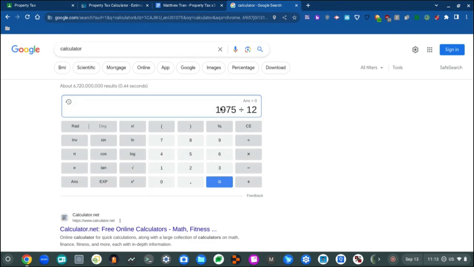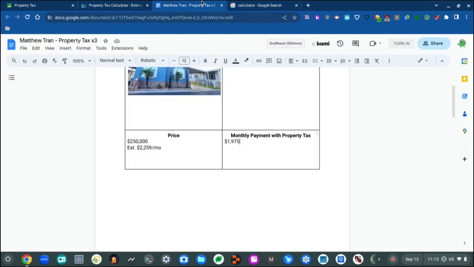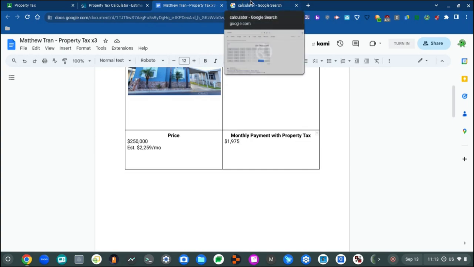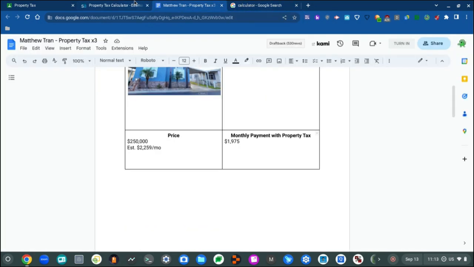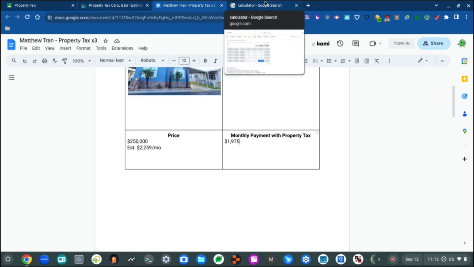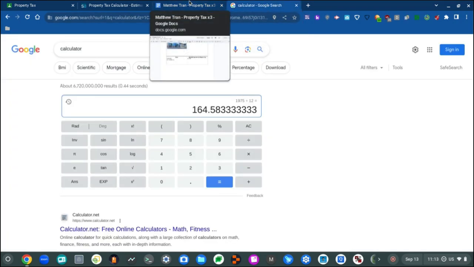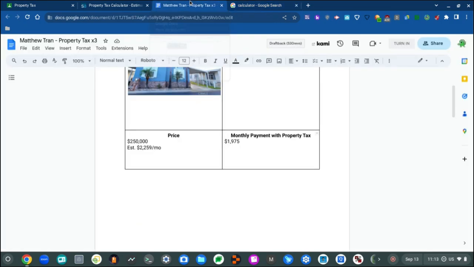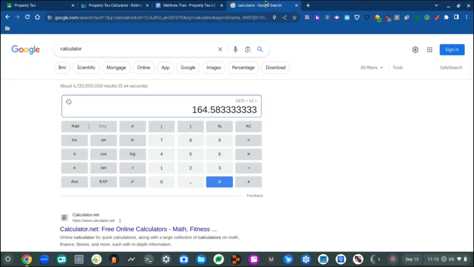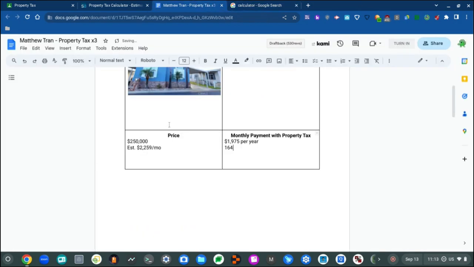Raise your hand if you need help. This is my amount, this is not your amount. So if I go on your document and you have my numbers, I'm going to know you didn't do it. So take whatever that property tax was per year and divide it by 12. That's your per month. Raise your hand if you need help.